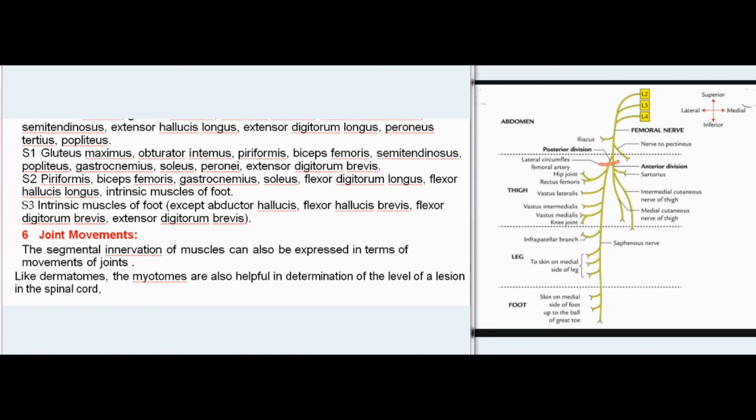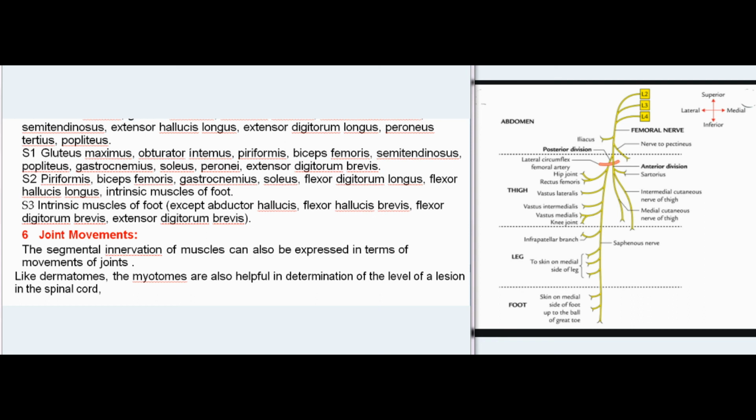S1 gluteus maximus, obturator internus, piriformis, biceps femoris, semitendinosus, popliteus, gastrocnemius, soleus, peronei, extensor digitorum brevis. S2 piriformis, biceps femoris, gastrocnemius, soleus, flexor digitorum longus, flexor hallucis longus, intrinsic muscles of foot. S3 intrinsic muscles of foot, except abductor hallucis, flexor hallucis brevis, flexor digitorum brevis, extensor digitorum brevis.